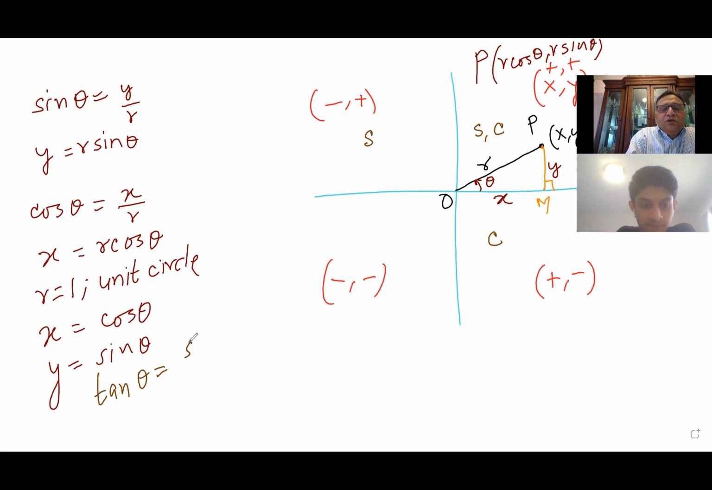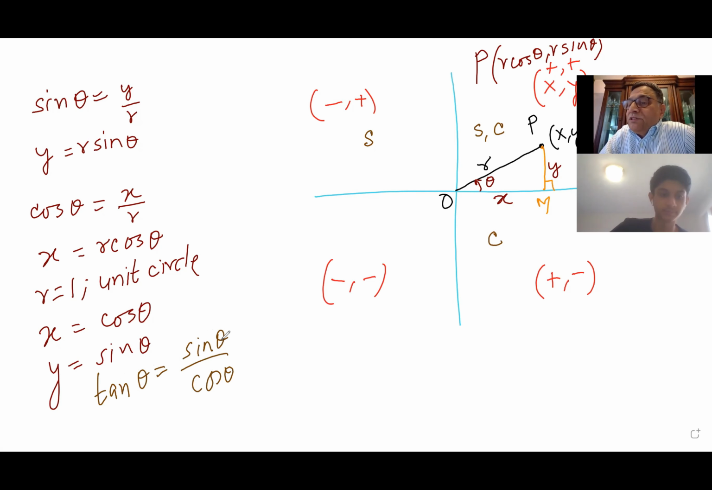Tan theta is the ratio of sine theta and cos theta, correct? Yes, sir. When will tan be positive? Tan will be positive if both are negative or both are positive. Both are positive. Now, in this quadrant, tan is going to be positive since both are negative, correct? Oh, negative, okay. And here also tan is positive.